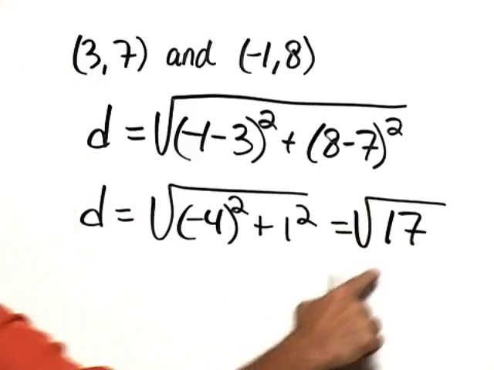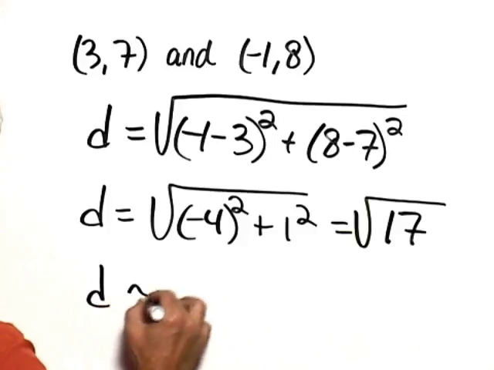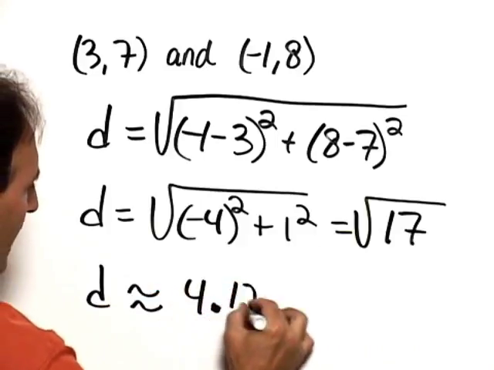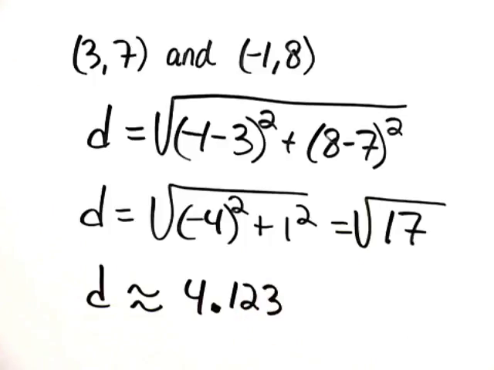Now that's the exact answer, and the approximate answer to 3 decimal places is 4.123.